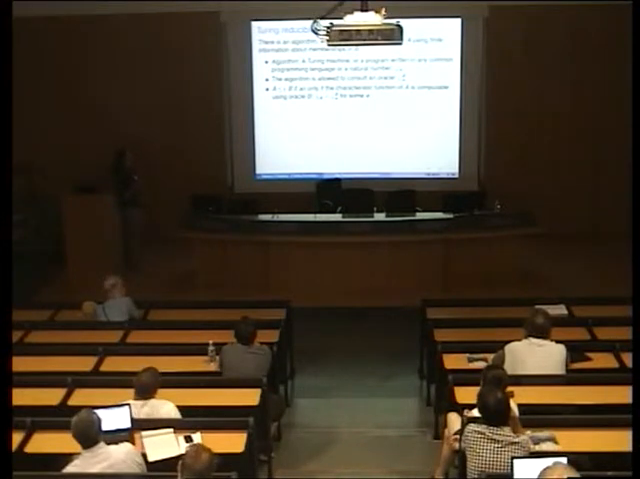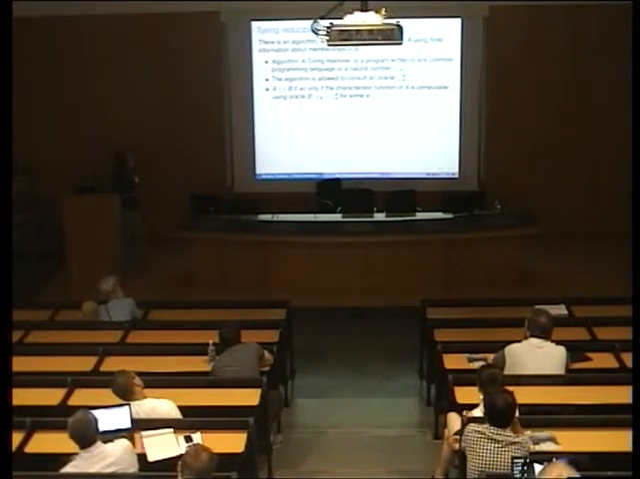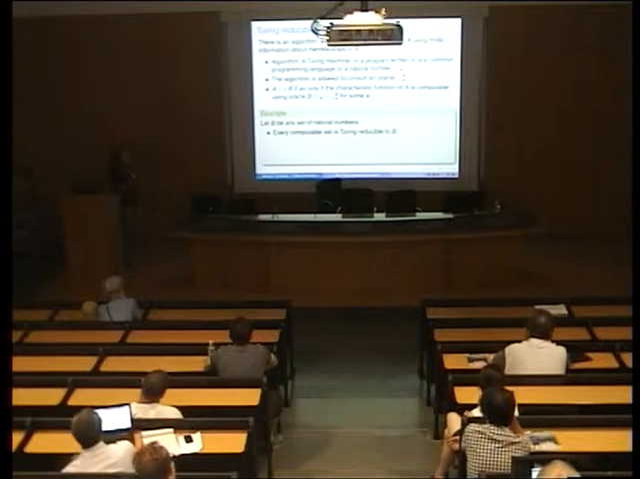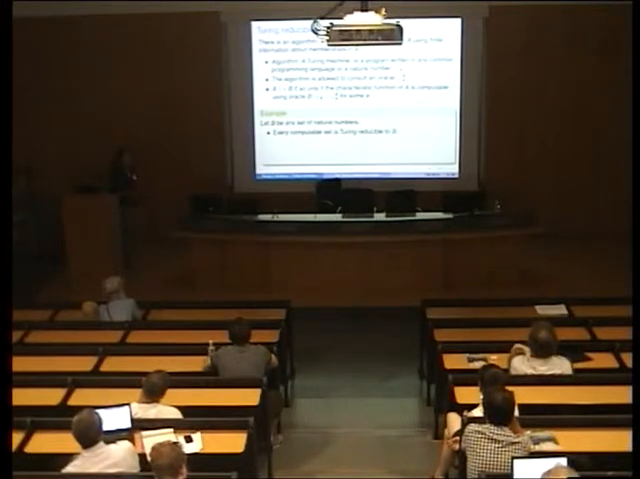If this function is computed using one of these programs, so for some e, with oracle B. Okay, let's see some examples. What can you compute in this way? Well, for example, every computable set, so for any set of natural numbers B, every computable set is going to be Turing reducible to B, because for computable sets, you just need the first part of this procedure.